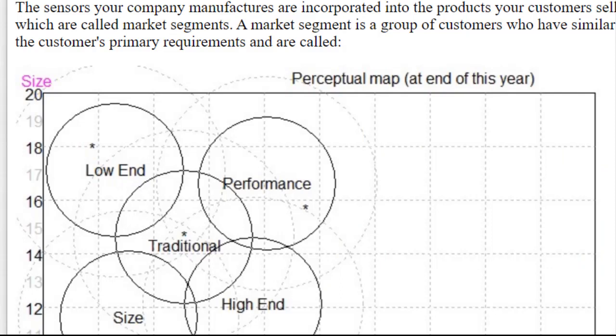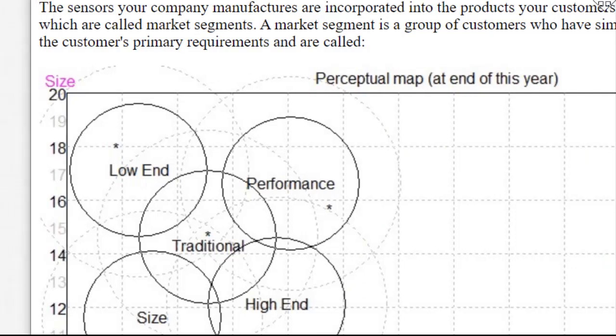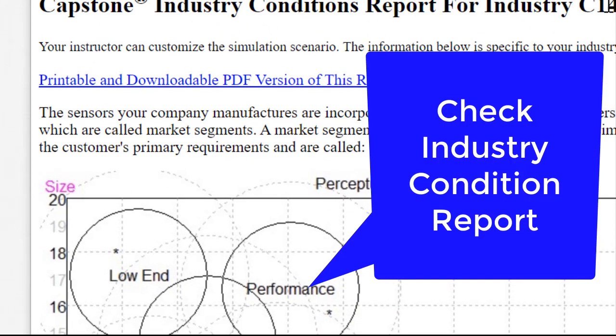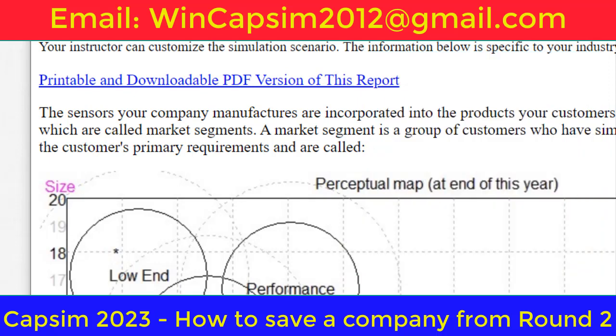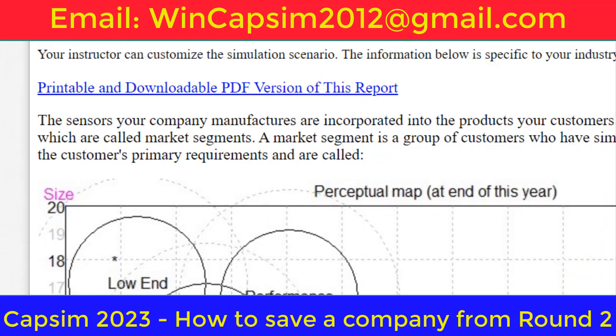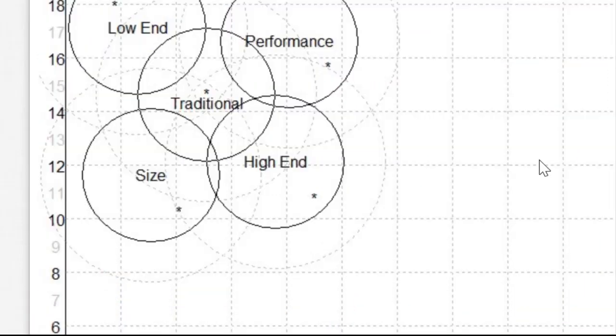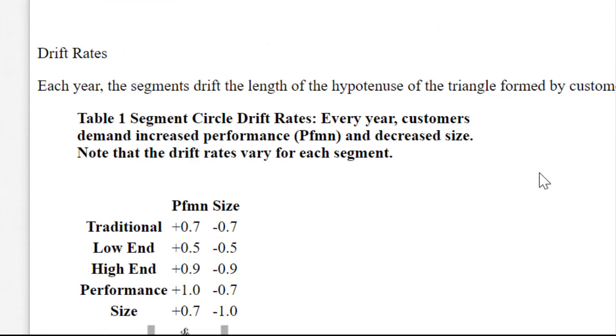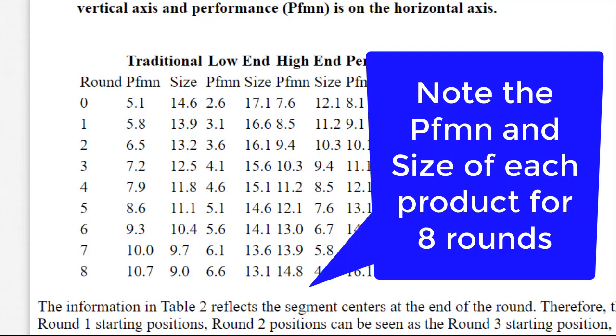To start fixing from Round 2, we need to check the industry condition report again. As you see on the screen, check the industry condition report to make sure that we have the right R&D table, research and development table, so that we can update the product correctly.